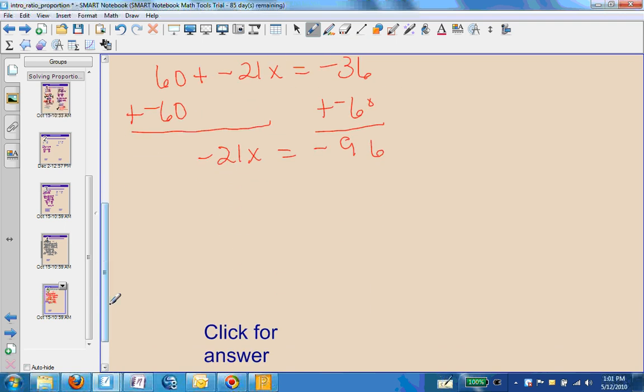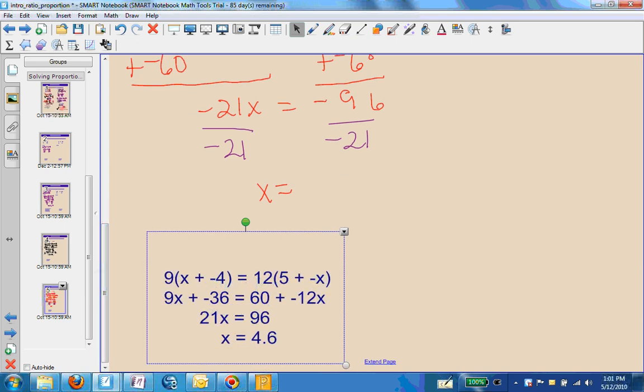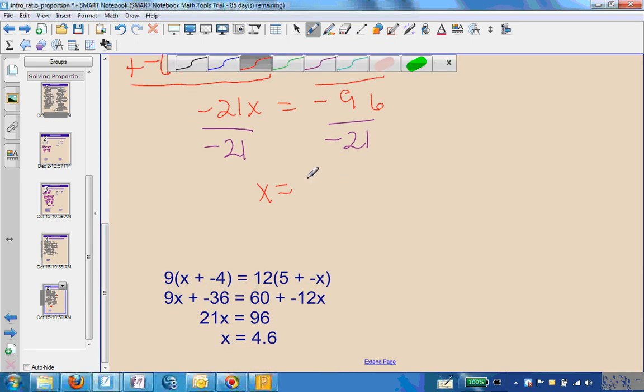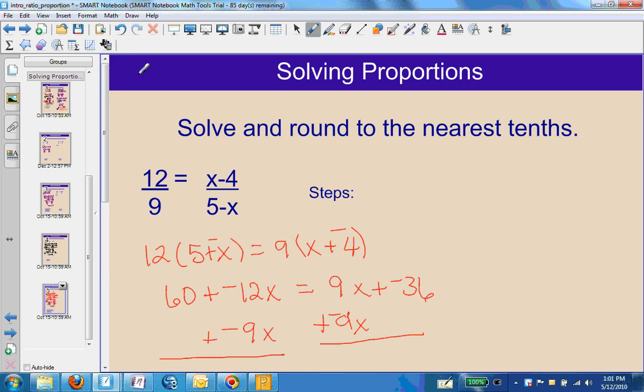I'm going to divide both sides by negative 21 in order to get x by itself. And when I do, I end up with x equaling 4.6. So there are a couple of examples to help you with solving unknowns within proportions.